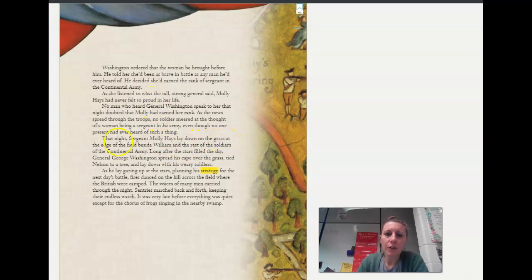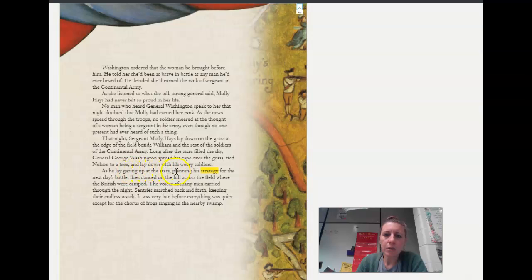Molly Hayes lay down on the grass at the edge of the field beside William and the rest of the soldiers of the Continental Army. Long after the stars filled the sky, General George Washington spread his cape over the grass, tied Nelson to a tree, and lay down with his weary soldiers.